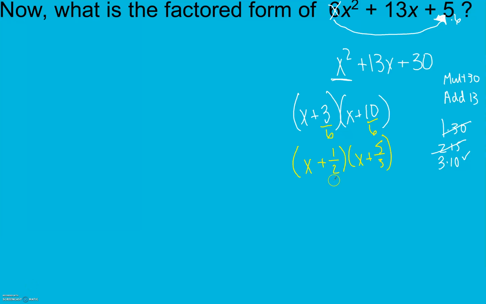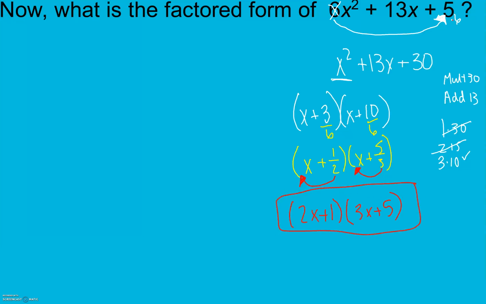Final step here, we take our denominators and swing them in front of our variables. It's like undoing our swing. So we swung, and now we're undoing our swing. We multiplied, and we had to undo it with division. So here I'm going to have 2x plus 1 times 3x plus 5.